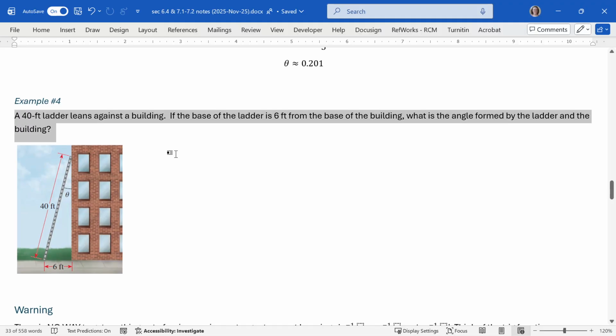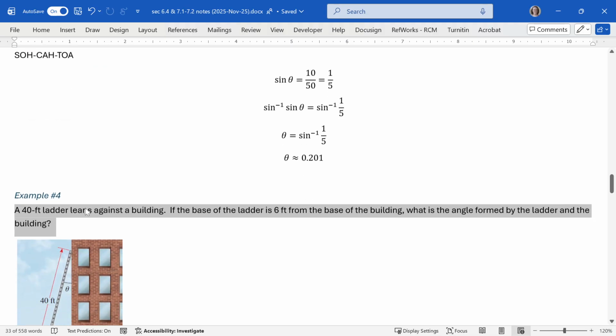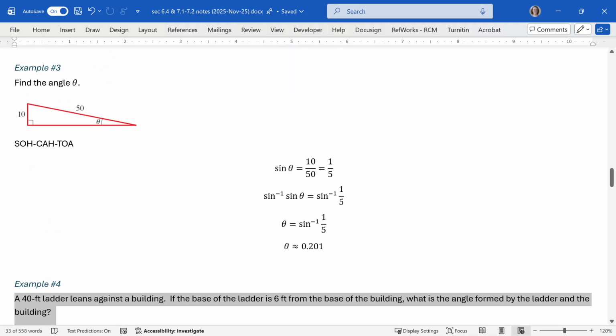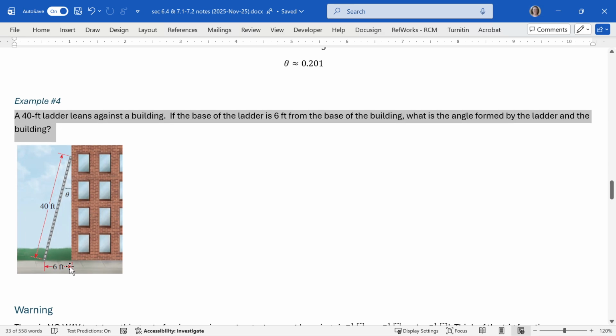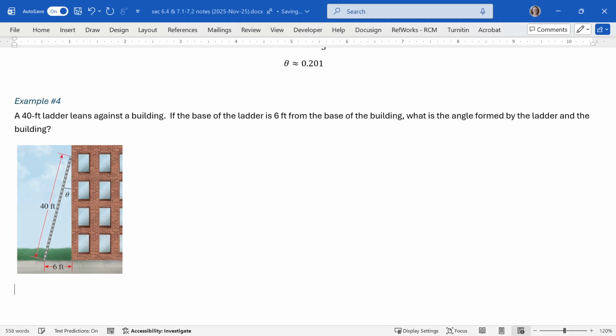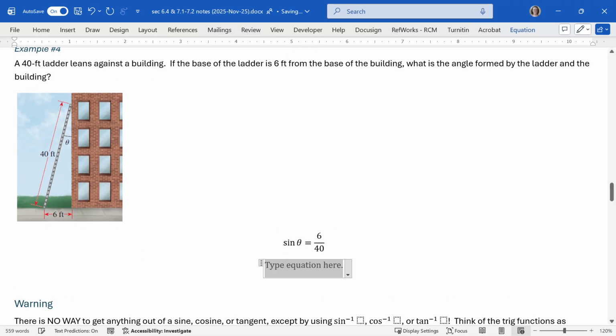A 40-foot ladder leans against a building. If the base of the ladder is 6 feet from the base of the building, what is the angle formed by the ladder and the building? Okay, so this is another one just like this one. In fact, it's the same trig ratio. It's sine again, because we have the opposite side and the hypotenuse, but this one is just applied. So we have sine theta equals 6 divided by 40, so opposite over hypotenuse. And so that means that theta is going to be sine inverse of 6 over 40.